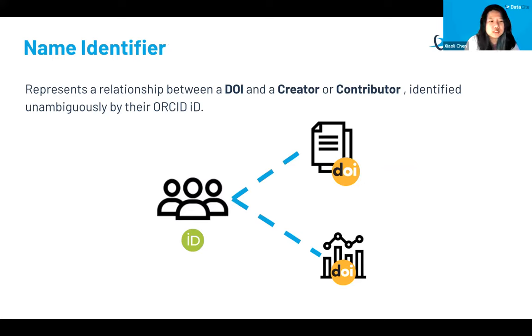And we use the name identifier element to represent the relationship between a DOI and a creator or contributor, identified unambiguously by their ORCID ID.